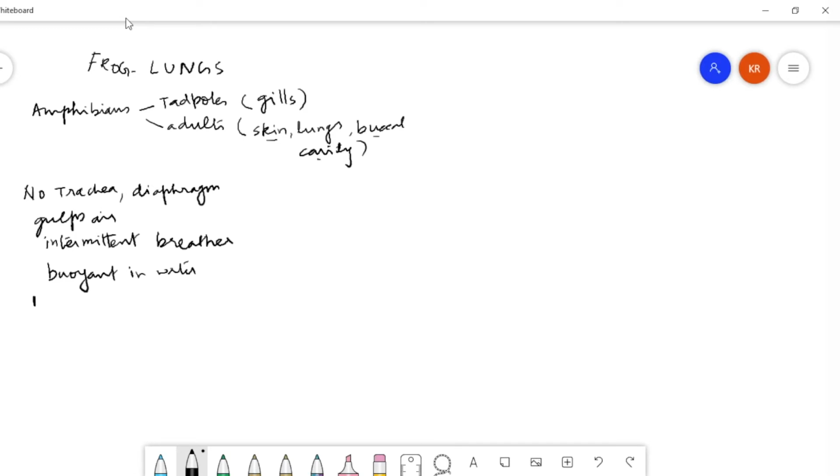There are no alveoli, as we know what alveoli are with reference to mammals. So these are some important differences with respect to the frog. Let's try to draw a diagram and see what differences these are.